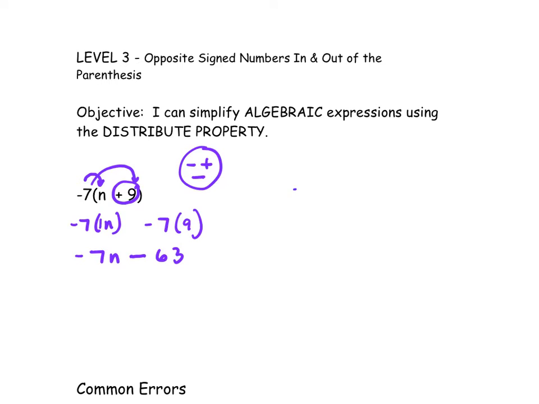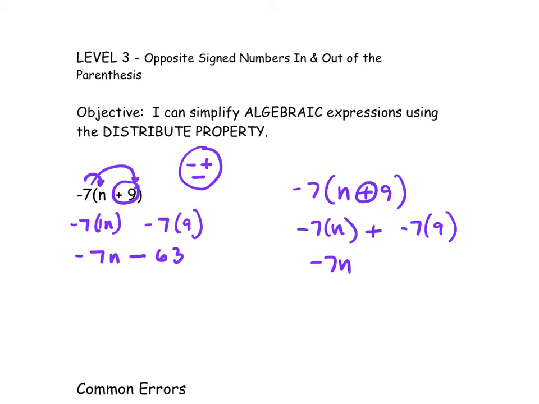So there is another way to complete this problem, and it's sometimes taught this way. Negative 7 times n, drop down the plus sign, and then negative 7 times 9. Now when I do this, I'm going to get negative 7n, just like the other side, plus negative 63. These two expressions are equivalent, but we prefer to see one sign.